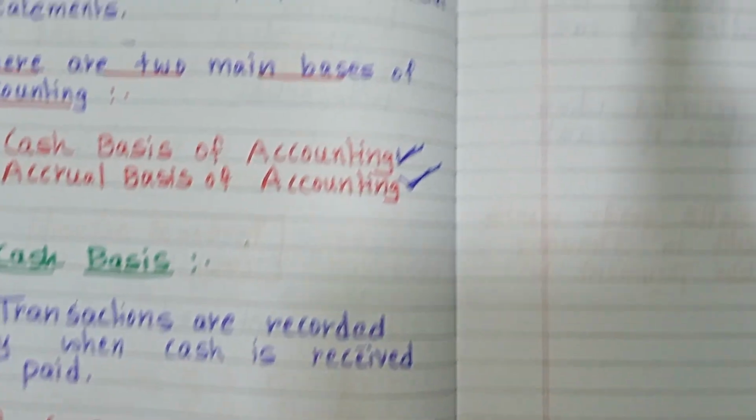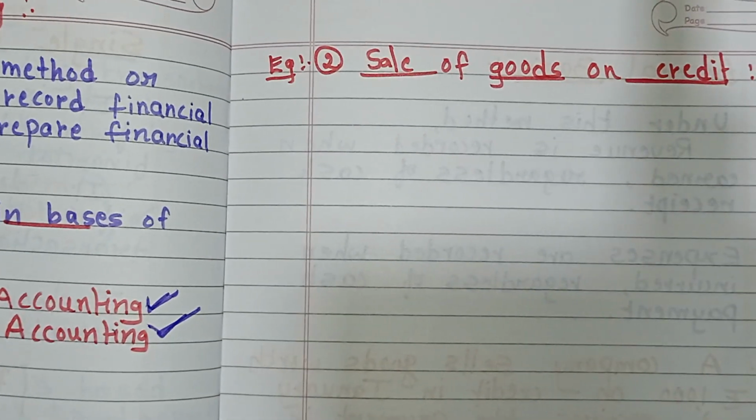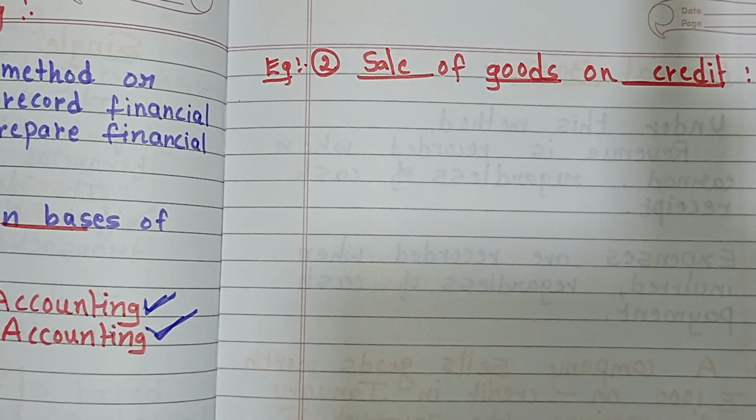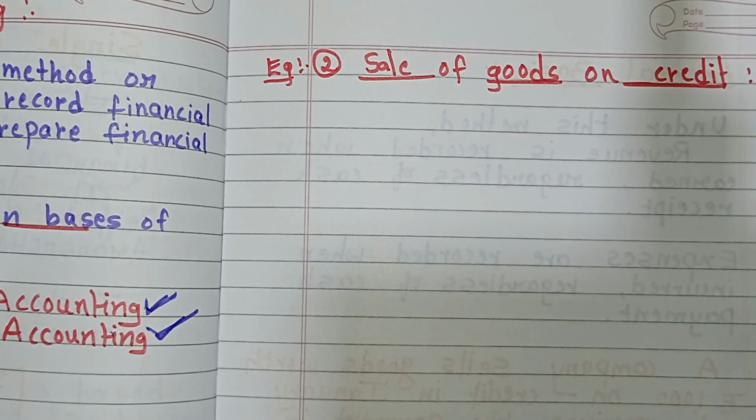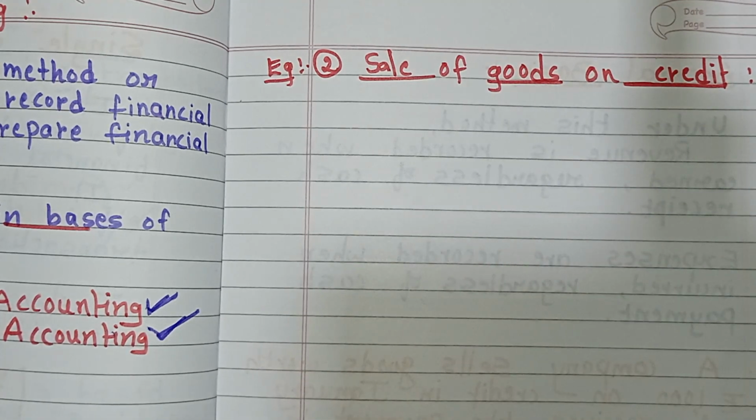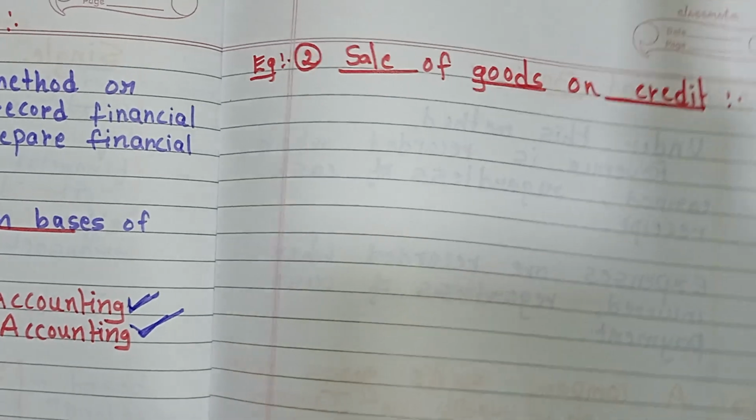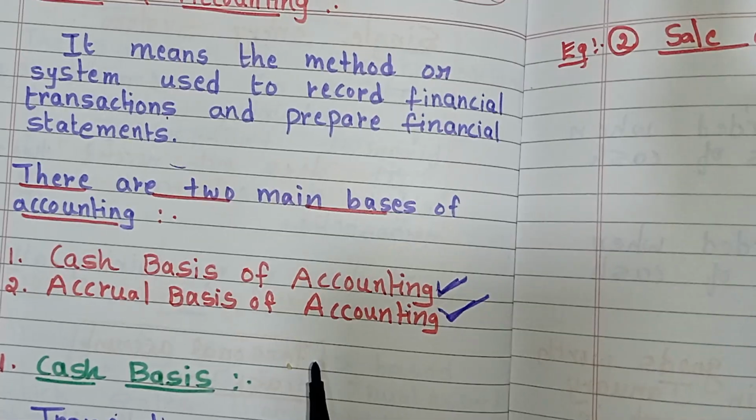Now we will move to the second example, that is sale of goods on credit. Now we have to tell whether this transaction is included in cash basis of accounting or not. See, sale of goods on credit is not included in cash basis of accounting. Why? Because under the cash basis of accounting, transactions are recorded when? Only when cash is received or paid.